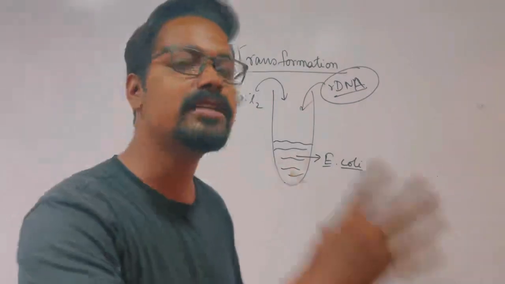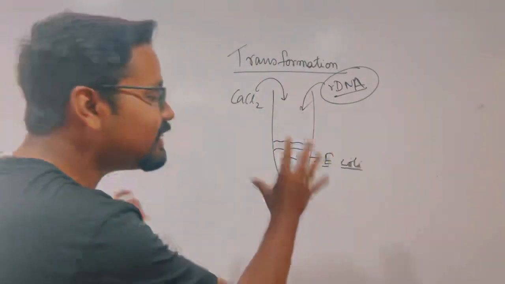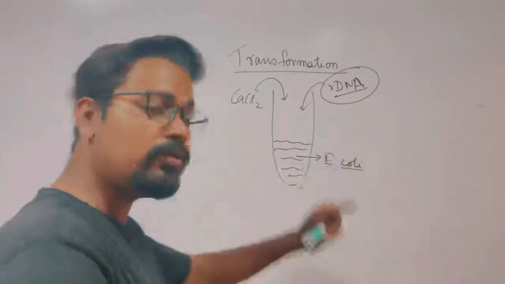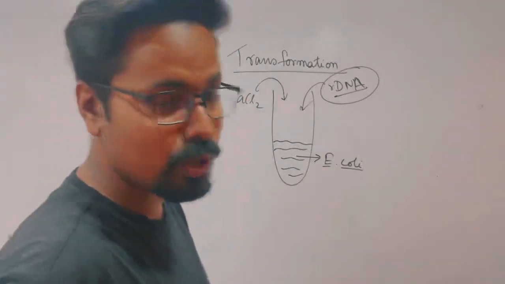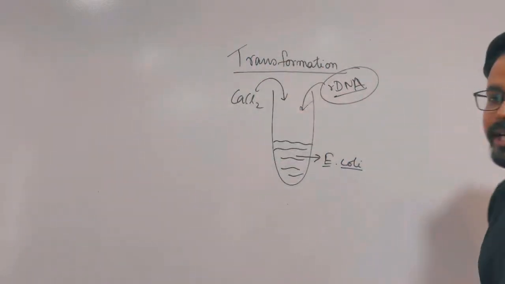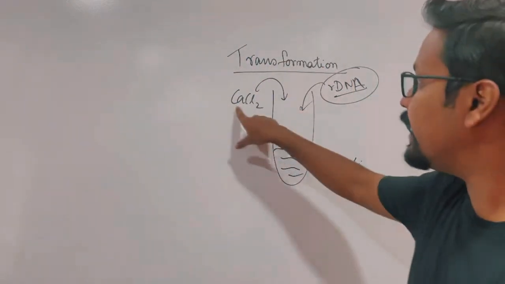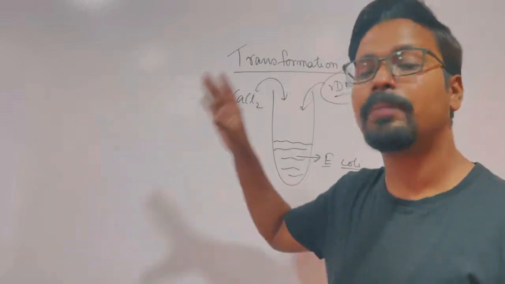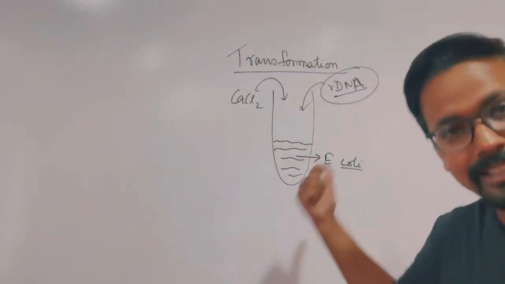There are many other transformation processes. I'm just taking the example of E. coli, and one of the examples is calcium chloride. So when we are adding recombinant DNA, this whole process goes on. Some of the E. coli will take up recombinant DNA. All the plasmids will not enter all the cells.